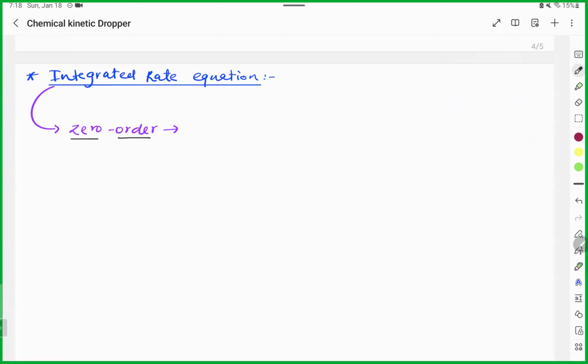Okay, so what happened in zero order, Tuhina? What is the meaning of zero order? Sir, it doesn't depend on the concentration of the reactants. Yes, zero order does not depend upon the concentration of reactant. R is reactant, P is product.